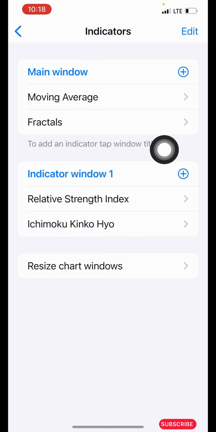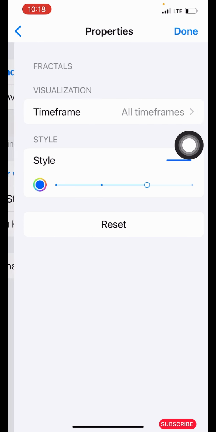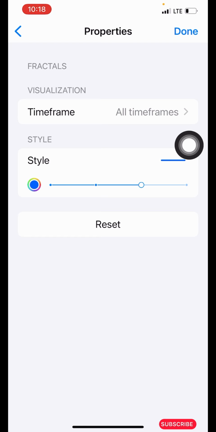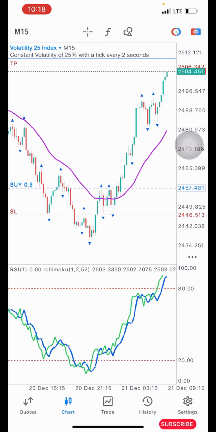Then next, we have the fractal, which is not that important, but you can use the default setting for it, all right. The fractal helped me to identify the major structures in the market, all right. So that's what the fractal is. So after setting it, you click on done, all right. So you can see this here, it helps you to pinpoint the major structures in the market. That's what the fractals help me to do, all right.